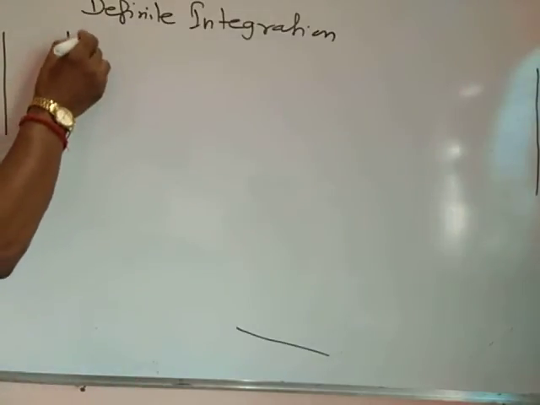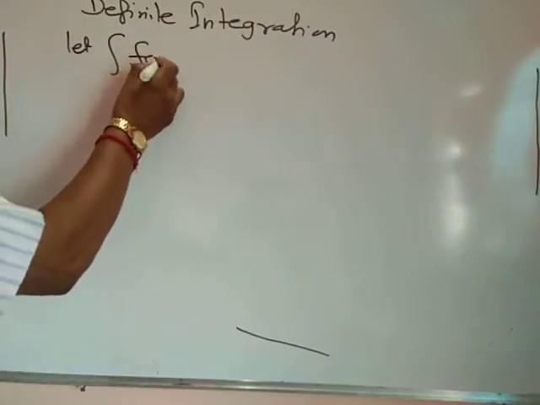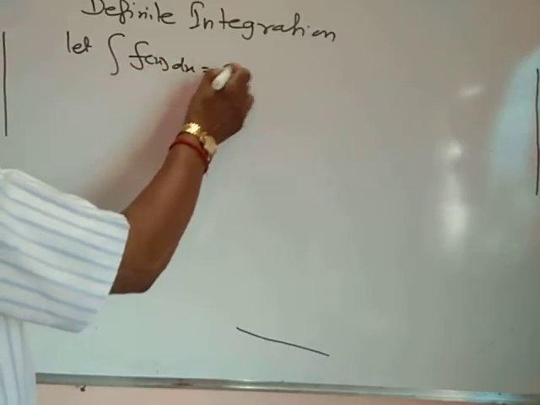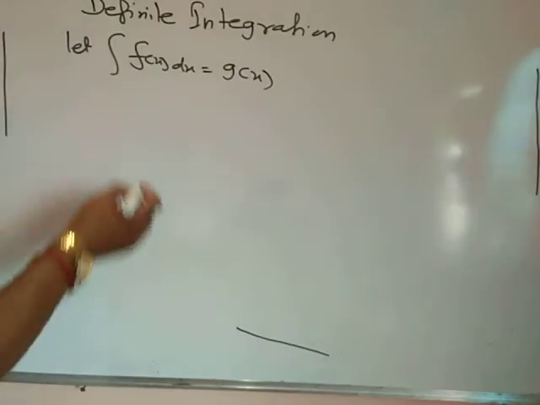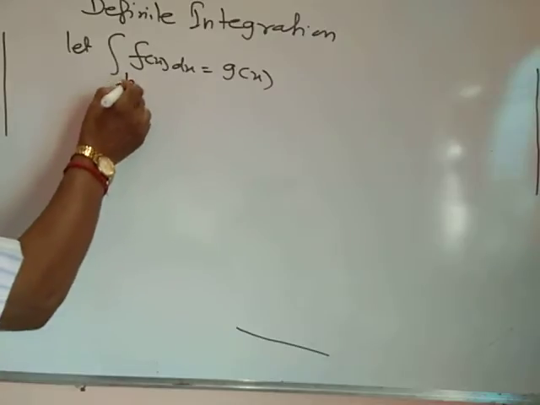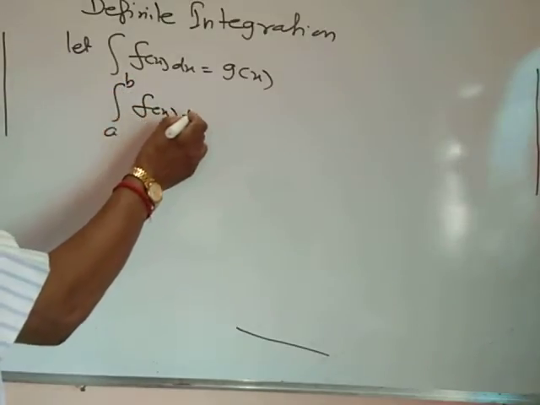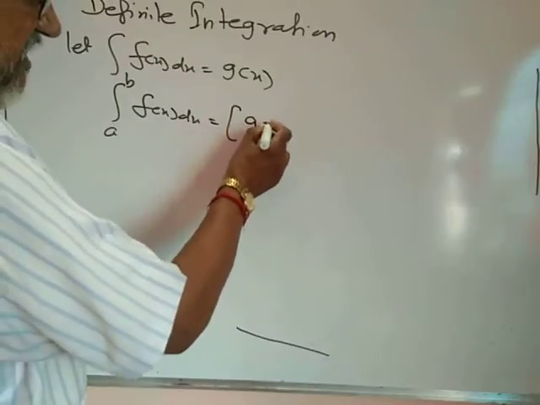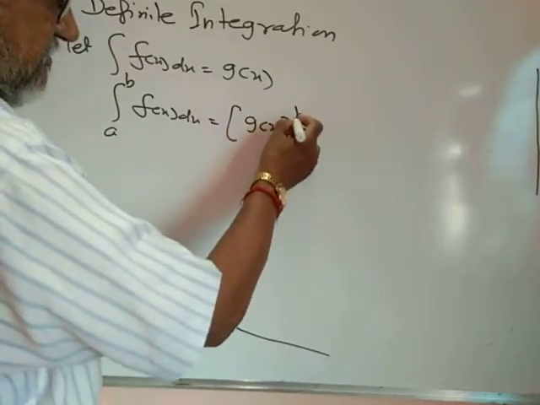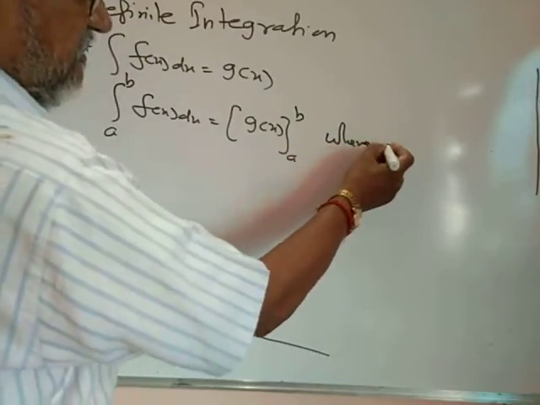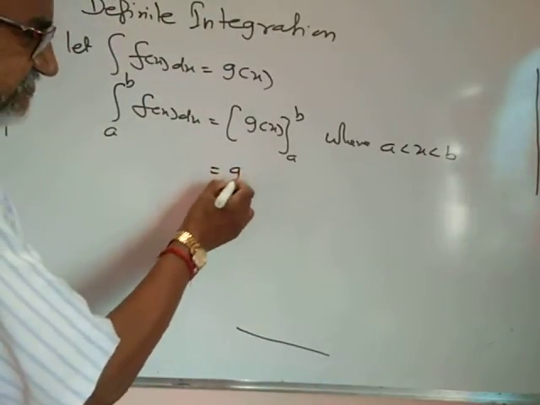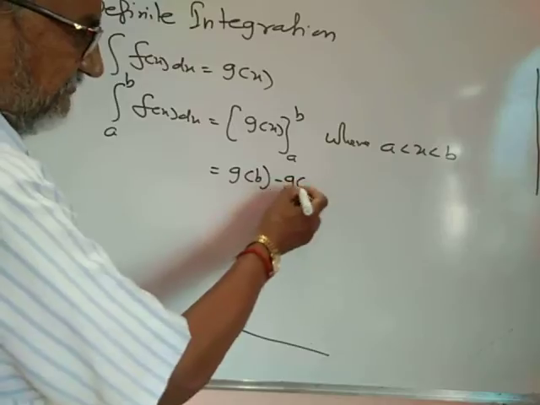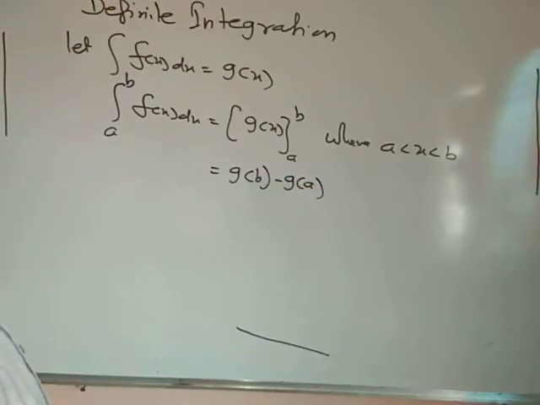So let integration of f(x) dx is equal to g(x). Then integral from a to b of f(x) dx is equal to g(x) from a to b, where a is less than x is less than b. So this is equal to g(b) minus g(a).